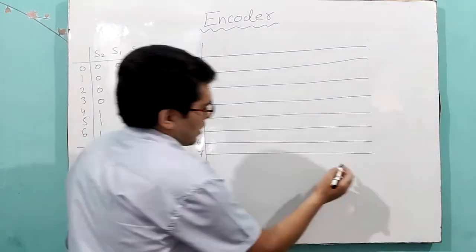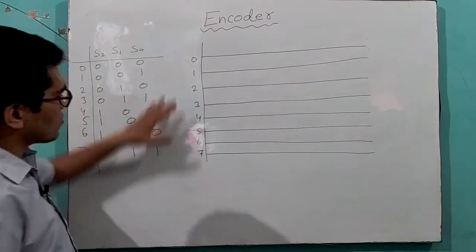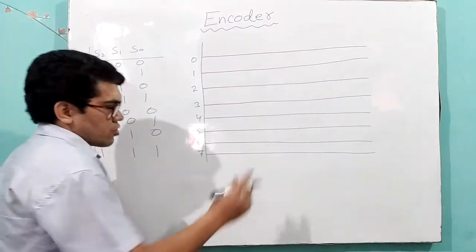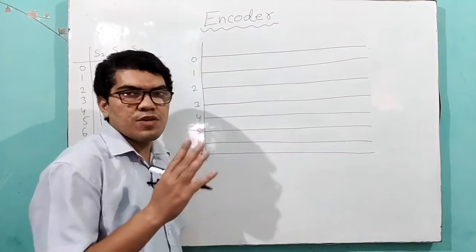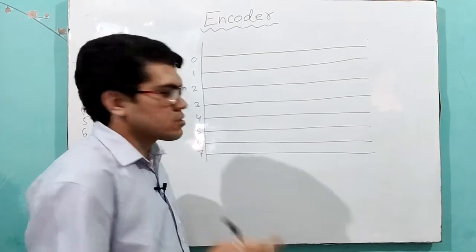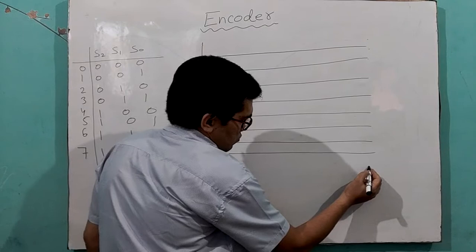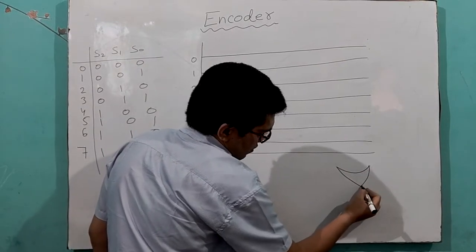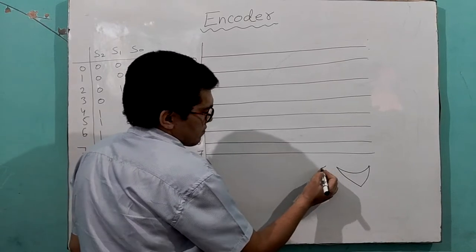Now, as we know, we are going to make an octal to binary encoder. So in the octal to binary encoder we will have 3 outputs. For each and every output we have to use an OR gate.